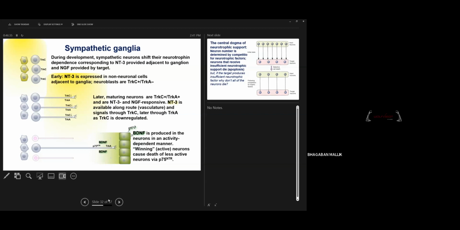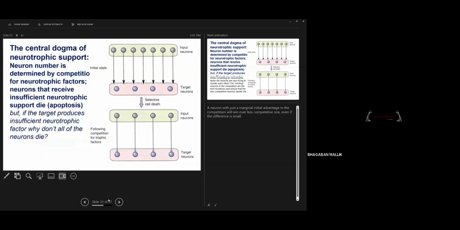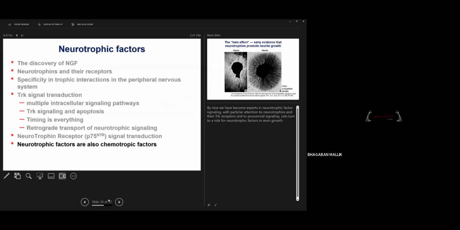And when you have binding of pro-BDNF, then the cell dies. So just like chance, whichever one BDNF survives. Yes. So this neuron survives because you are binding BDNF. This neuron dies because you are binding pro-BDNF. So that's why in the development you have survival of only the neurons which get the correct neurotrophins. That is how it is shown.